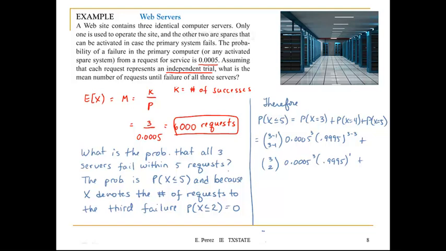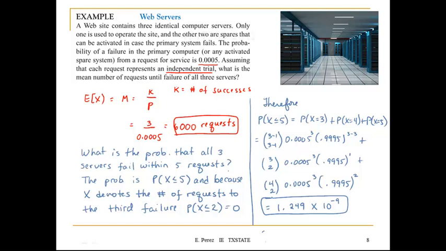C(5-1, 3-1) times 0.0005 to the power of 3 times 0.9995 squared, and that again equals 1.249 times 10 to the minus 9. So it's a very small number. Okay, so that probability is basically 0.